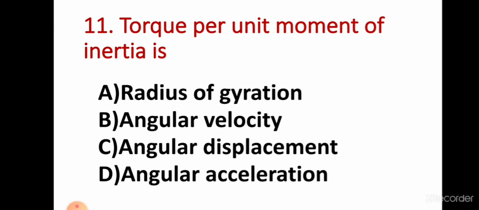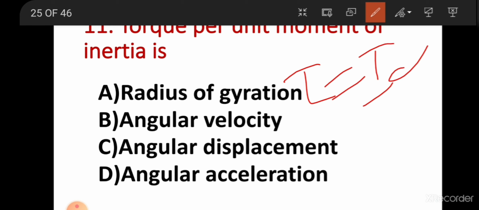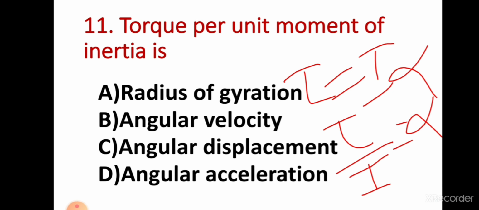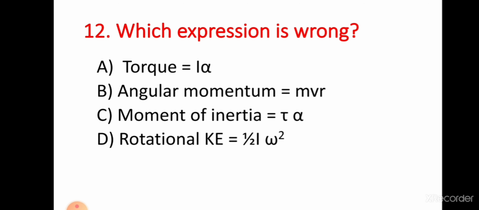Question number 11. The torque per unit inertia is. We know that torque is equal to I alpha. The question is asking about torque per unit inertia. If I write tau by I, we get alpha. Alpha is angular acceleration. Option choice D is the correct answer for question number 11. Now let us see question number 12.